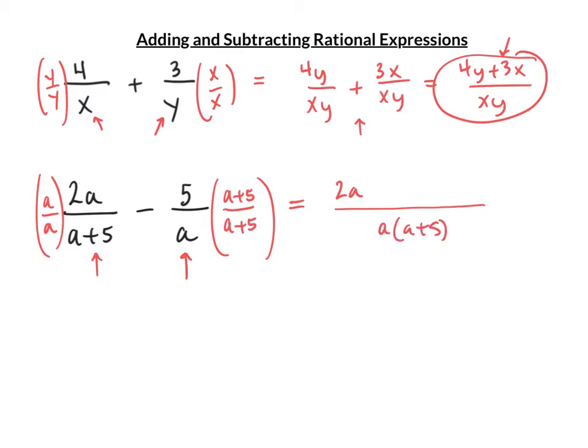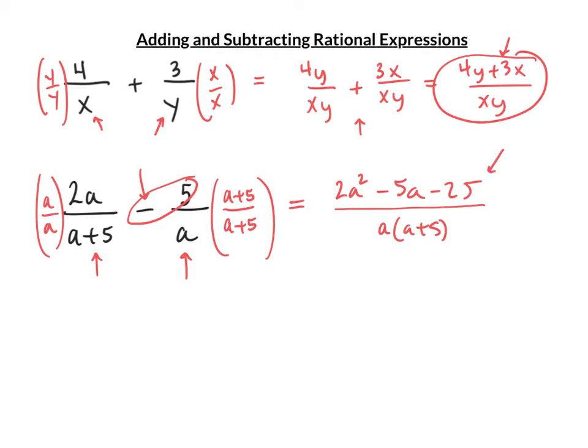Now it was 2a times a is 2a squared. Be aware that this is a negative 5. Negative 5 times a is negative 5a. And negative 5 times 5 is negative 25. So this would be my answer unless this factored and you could cancel.